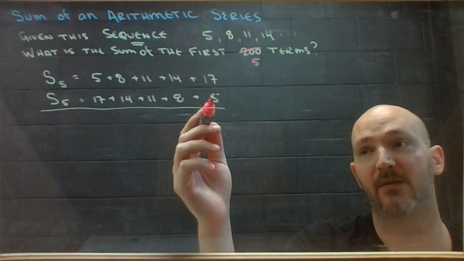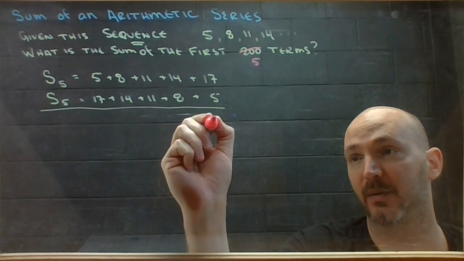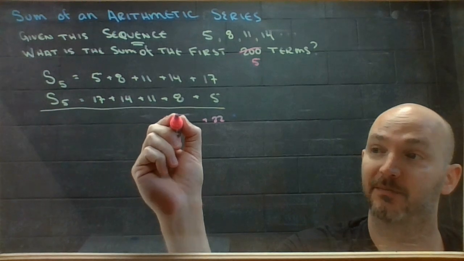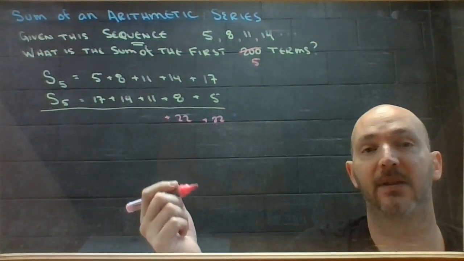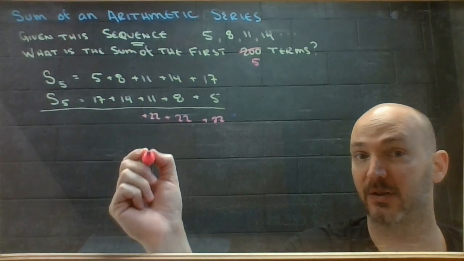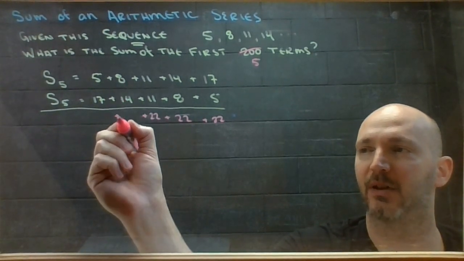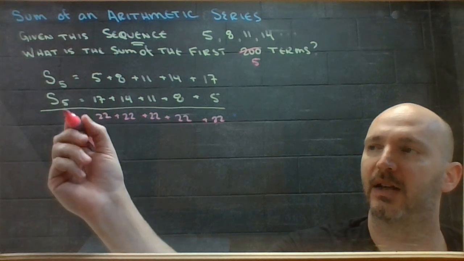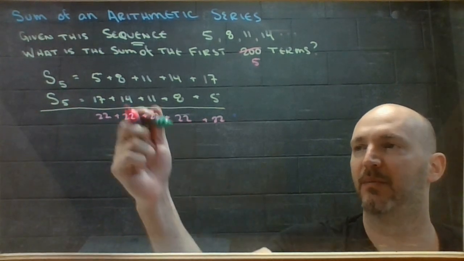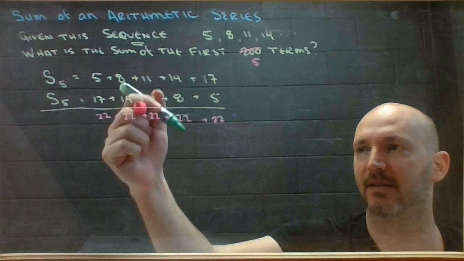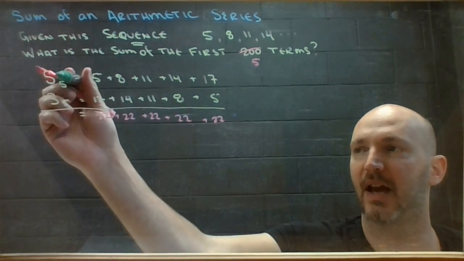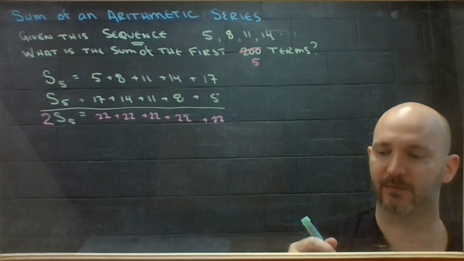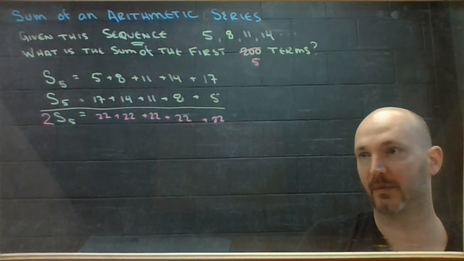if you add 17 and 5, you get 22. If you add 14 and 8, you get 22. If you add 11 and 11, you get 22. 8 and 14, we already knew was 22. 5 and 17 is already 22. And over here, because I'm adding this and this, this and this, and so on, it will be equal to S5 plus S5, which gives you 2 of those. Okay.